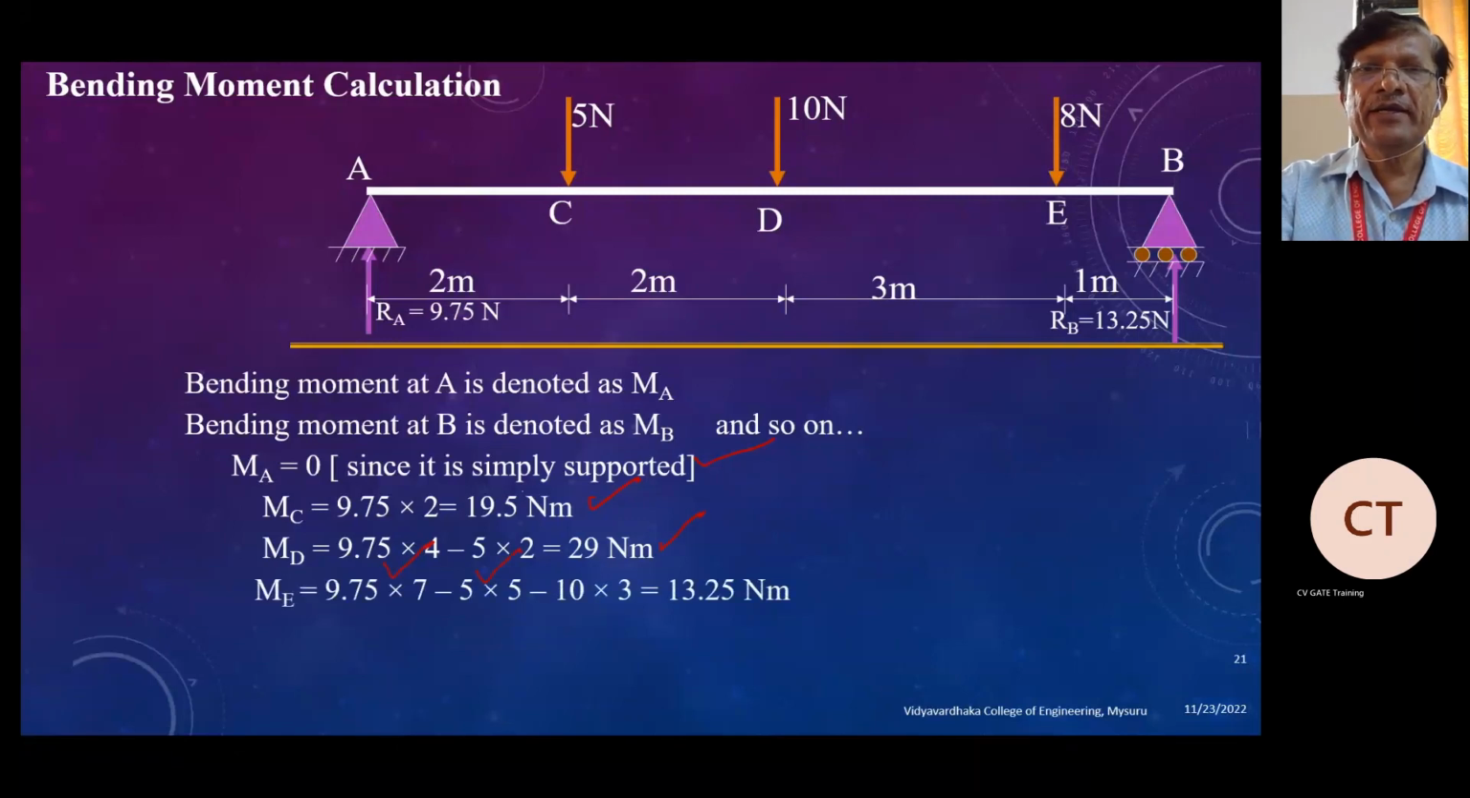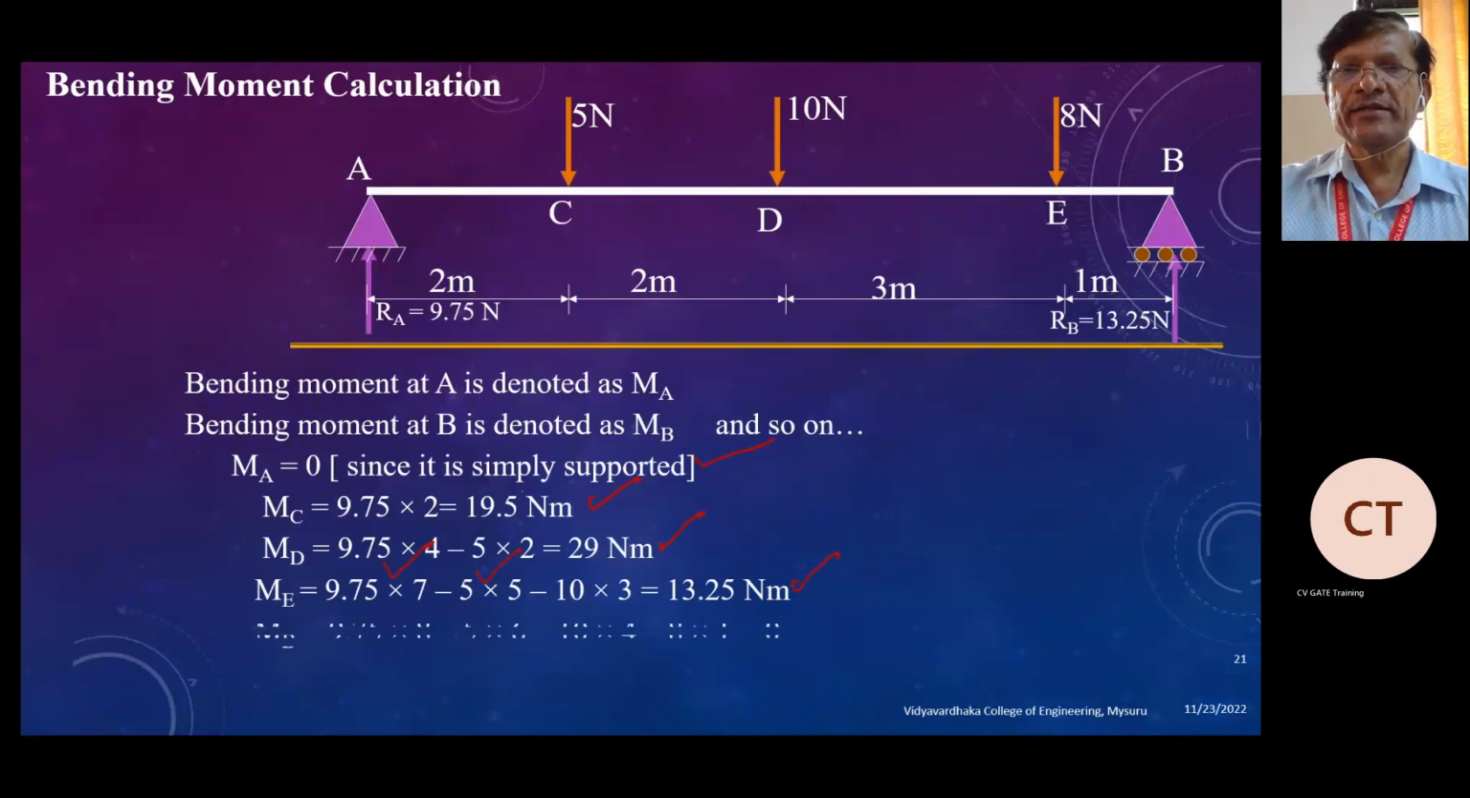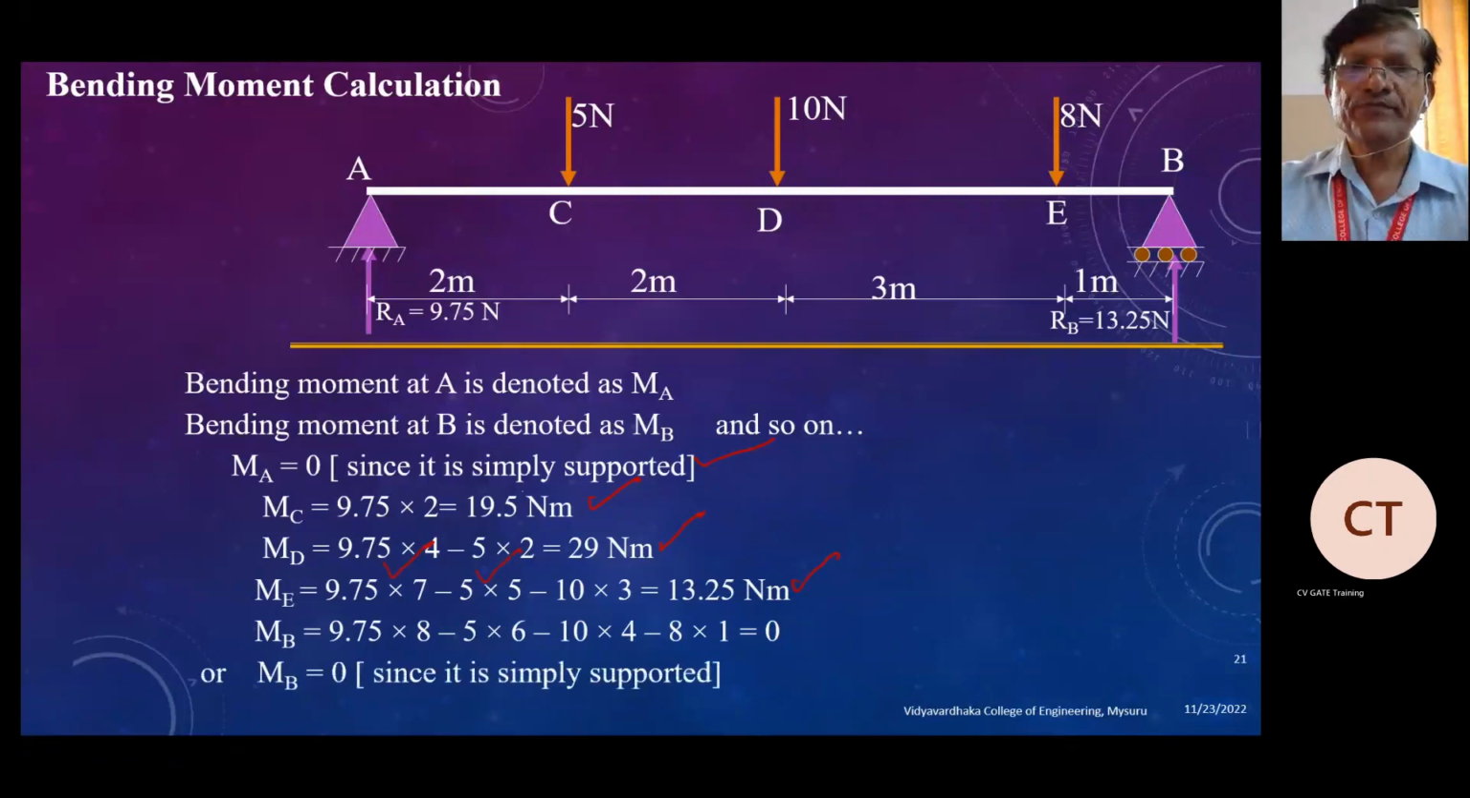And for ME, you can take either the right side or the left side. Taking the right side is easier. That is the reaction into the distance, and you will get the same thing: 13.25 into 1 gives the moment. So you can go either left side or right side. These are the moments. Finally, we should get MB equal to 0, since it is also a simply supported roller end point.